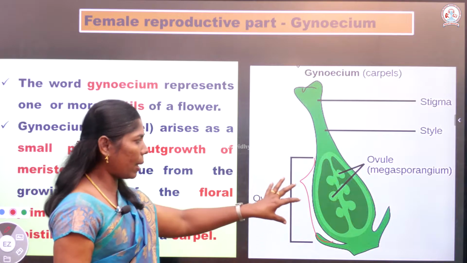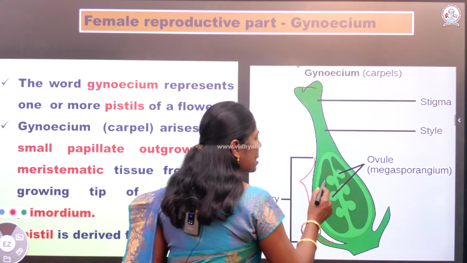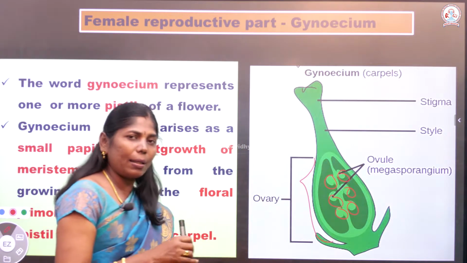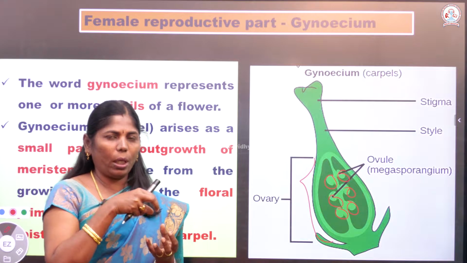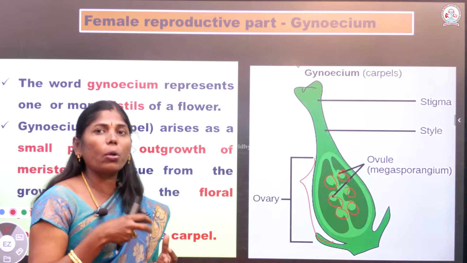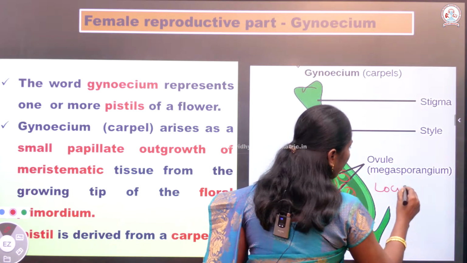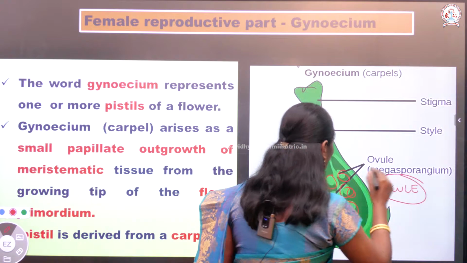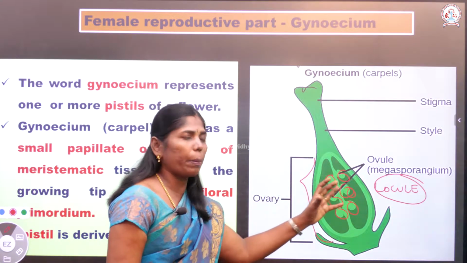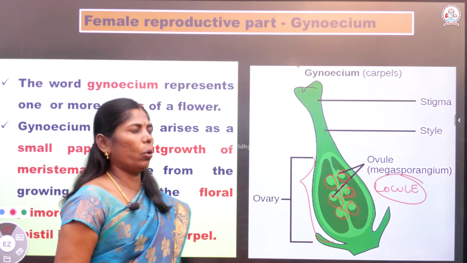The basal swollen part, we call it the ovary. Inside the ovary we can see the ovules. The ovules are located in the ovary cavity. What is the name of the cavity? That is called a locule. Based on the number of carpels, we can see the number of locules, the number of carpels corresponding to the number of locules.